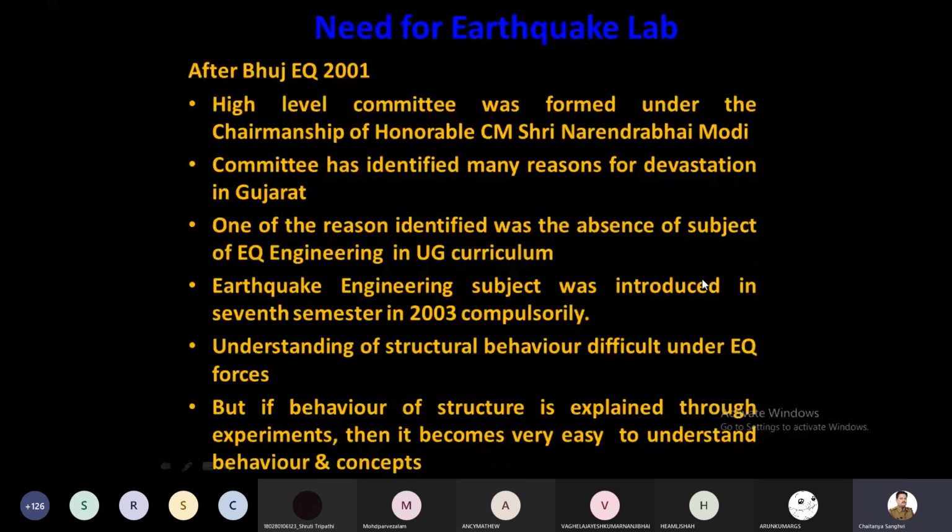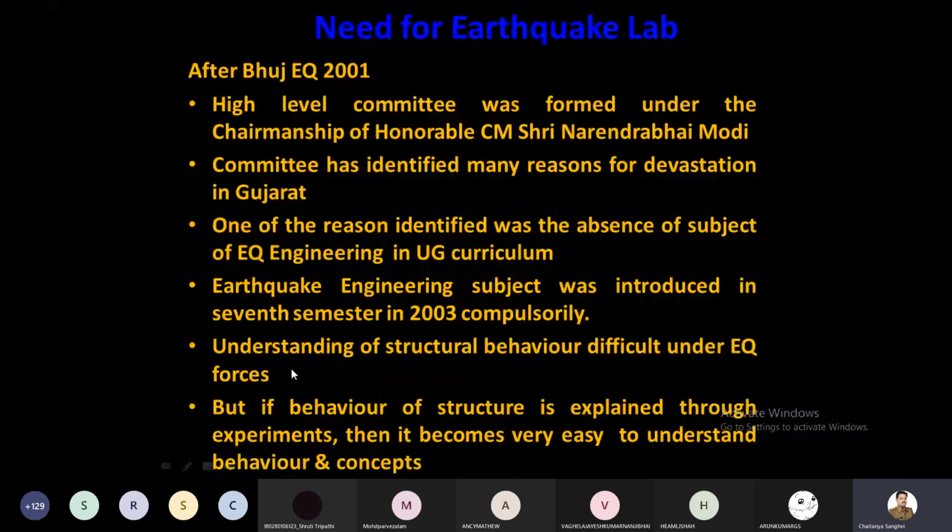And the main reason was the subject was not there. And then the earthquake engineering subject was introduced in 2003 in semester 7 compulsorily. Now it is introduced, but again, what is the problem? The problem is the behavior of structures under earthquake forces is very complex, right? So therefore, to understand the structural behavior under earthquake force, theory lectures alone are not sufficient, and therefore there is a need to develop an earthquake lab.